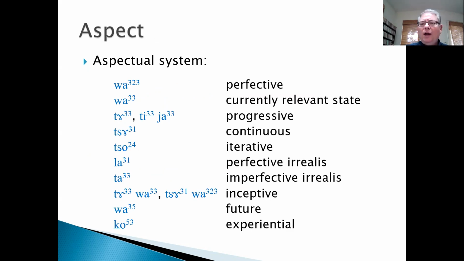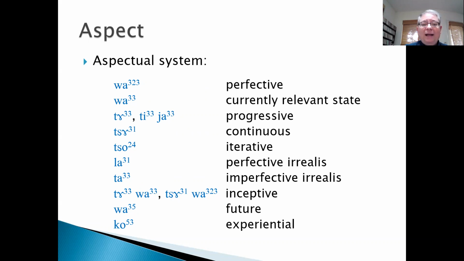And as I mentioned before, Khatso does not mark tense at all. It only marks aspect. That's pretty common for the family. And I'm not going to go through all of these, and I won't show you examples because it's pretty straightforward once you understand what the different particles do. Much larger inventory here, much more robust system than you would find in many of the Chinese languages.